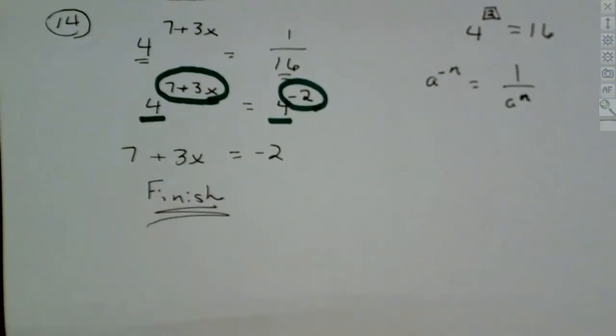And the negative exponent rule says I can make that fraction a negative exponent. So I flip it over, and we know that 4 squared is 16.